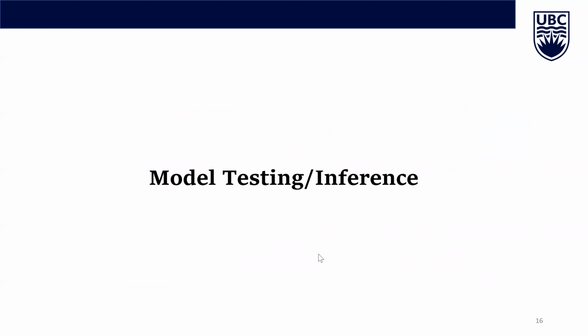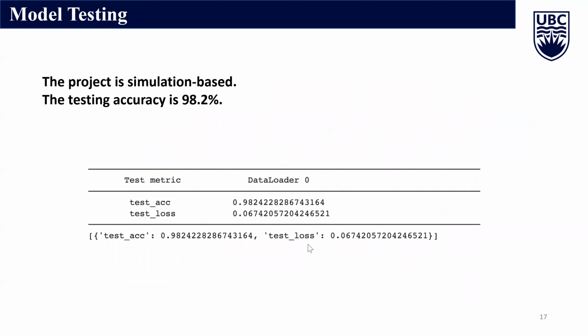The model testing. Our project is simulation based. We monitor training accuracy and validation accuracy during the training process to help us explore the art and science of hyperparameter tuning. When training is done, the model is tested on the testing set. The testing accuracy is 98.2%.